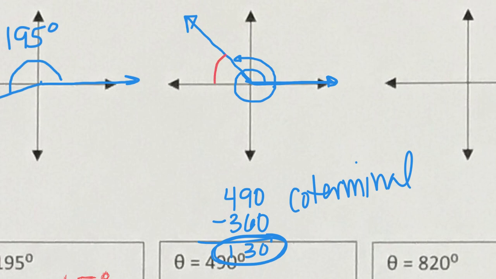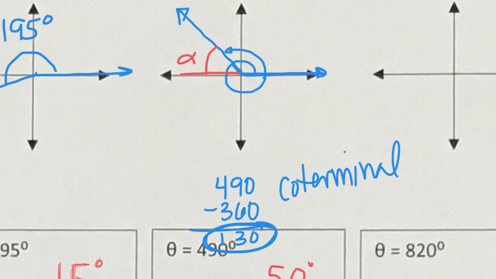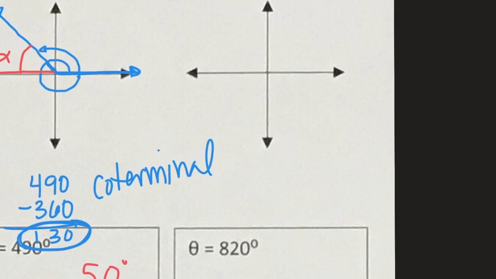So if I had a 490, aka 130, how much do I have to add to get to my x-axis? So 180 minus 130 is 50 degrees. So if you can write it in terms of a 360 circle, okay, subtract 360 from your angle, then we're going to be able to find the reference angle pretty easily.